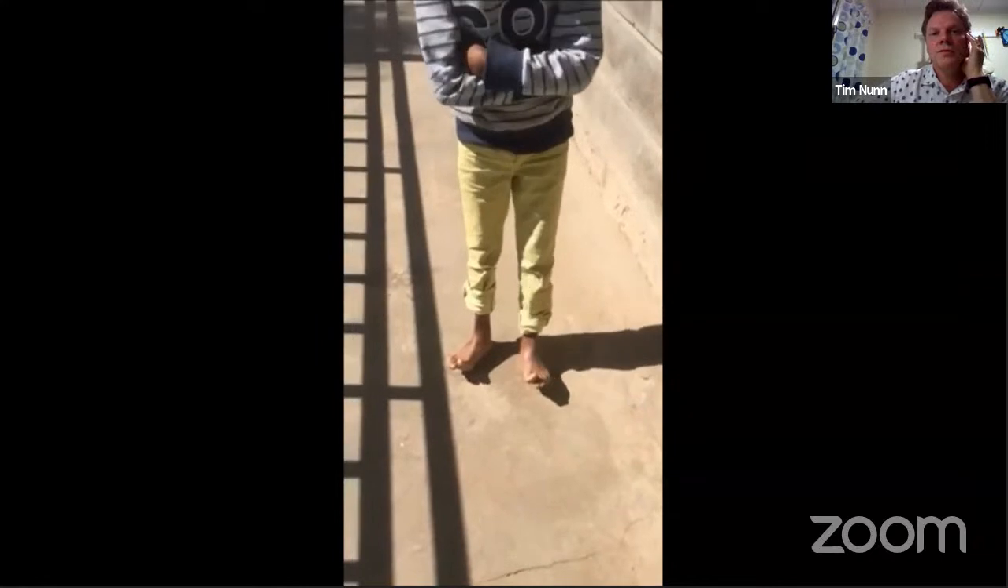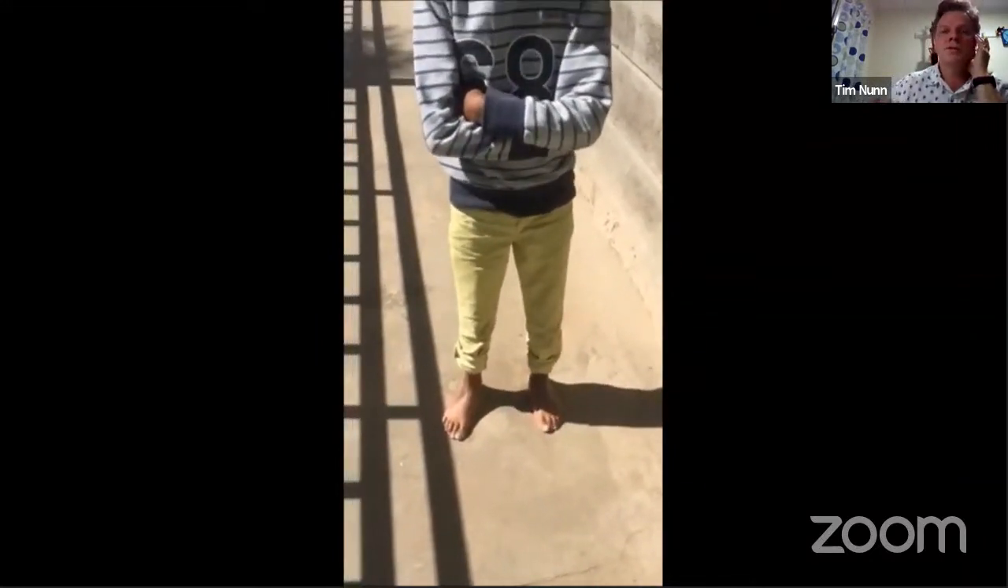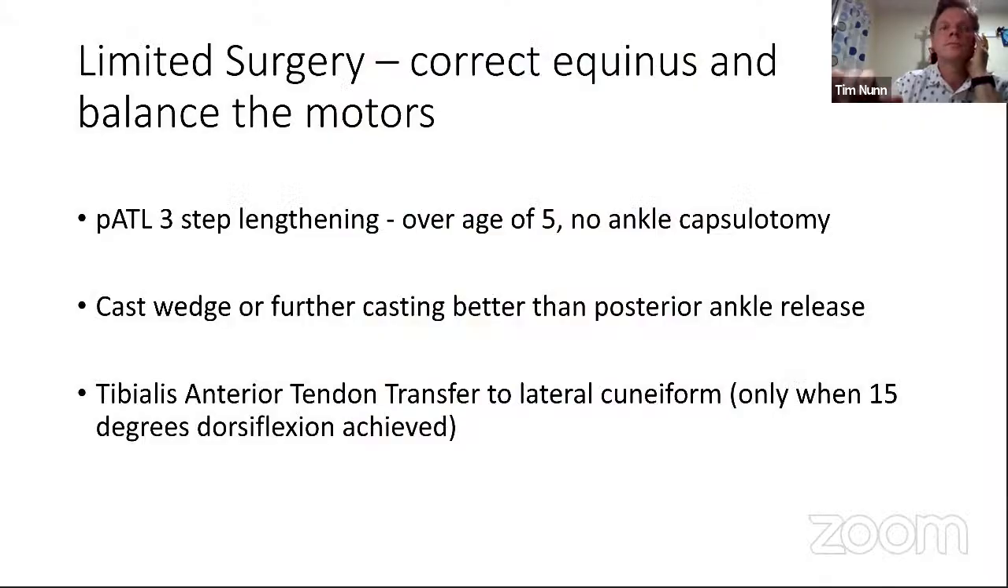But as with all club feet, it's the quality of the ankle which is important, and dorsiflexion, which gives him such good function. So the limited surgery, which is for equinus correction, is usually a percutaneous Achilles tendon lengthening involving a 3-step procedure, such as the Hoke procedure. And for those under the age of 5, perhaps a simple tenotomy is all that's needed. We don't do ankle capsulotomies anymore.